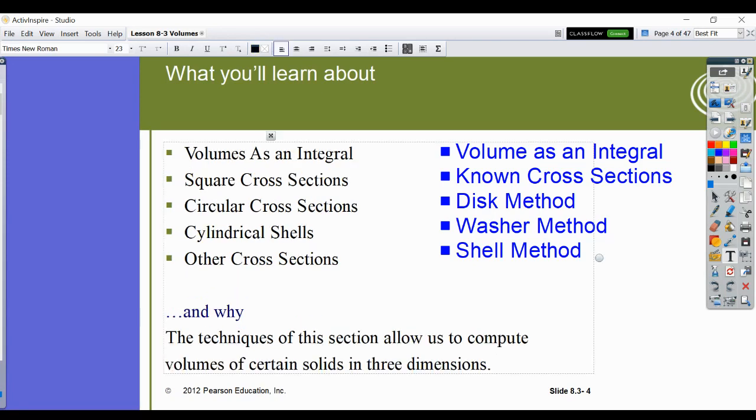The book defines it a little bit differently, so I'm not following exactly the order that they do, but this makes more sense because this last section goes better with today's than the middle stuff. Anyway, we're going to figure out the techniques to find volumes of solids in 3 dimensions. If you are in 3D modeling, you might like this lesson because you could actually calculate the volume of your 3D models, depending on how complicated they are.